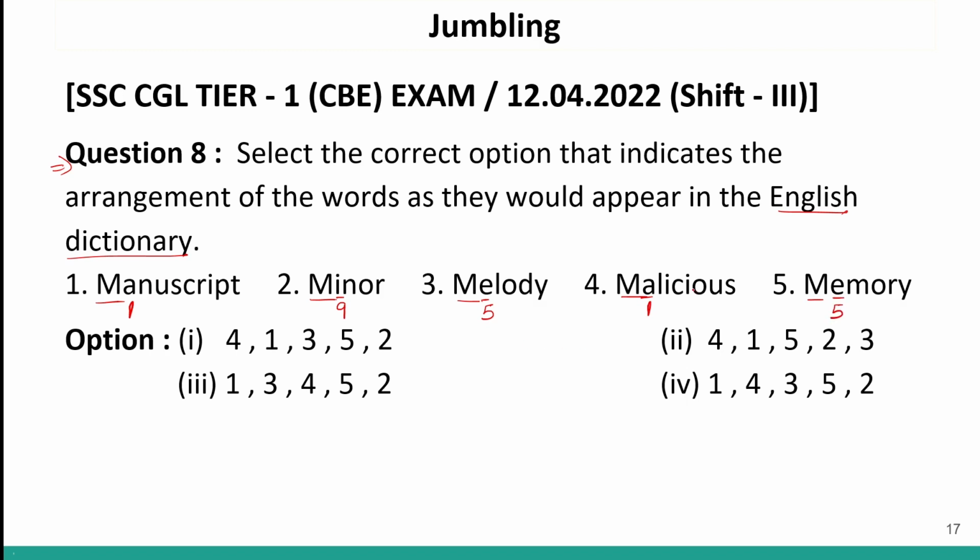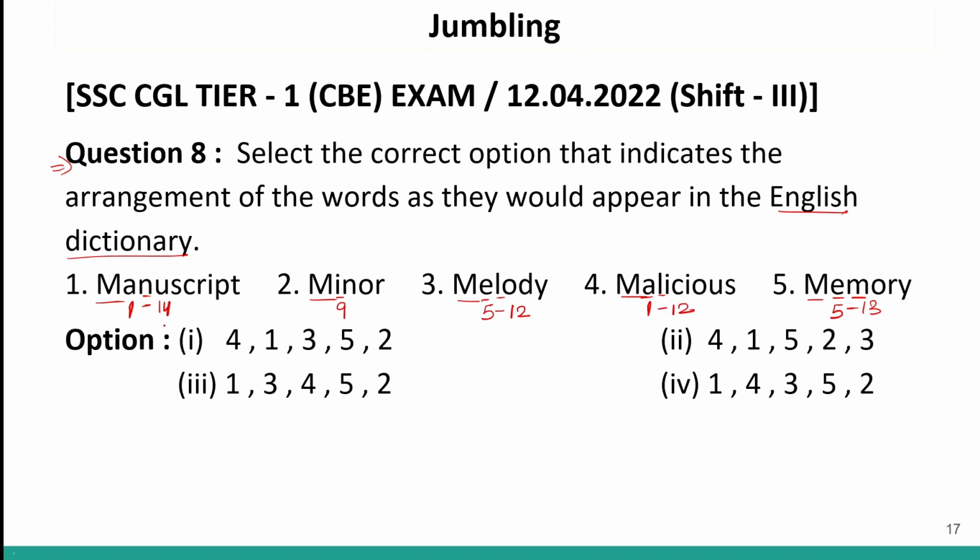So in manuscript and malicious, we'll move on to the next letter after A. So after A, we have N over here, and N is 14. In melody and memory, we will move after E. So in melody, after E, we have L, which is 12. And here we have M, which is 13. Clear? Then in malicious and manuscript, after A we have N, which is 14, and after A we have L, which is 12. Clear?